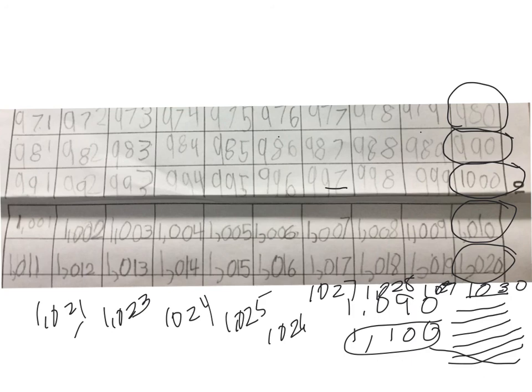To the left is one less. To the right is one more. To the top is 10 less. To the bottom is 10 more.